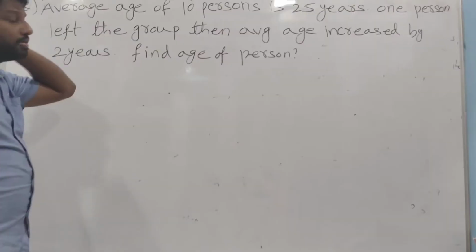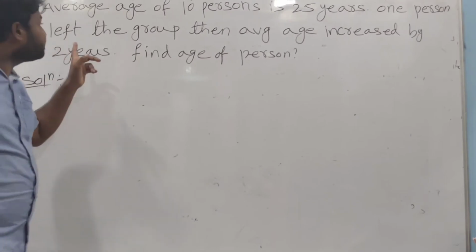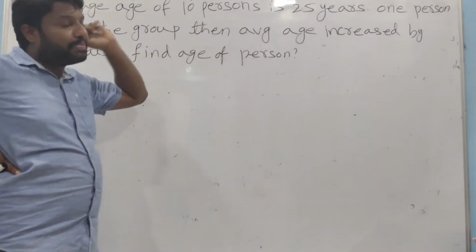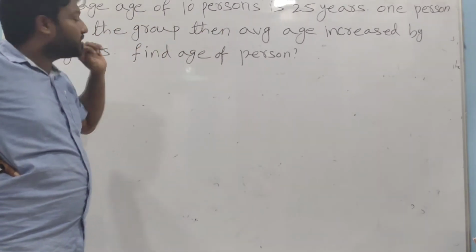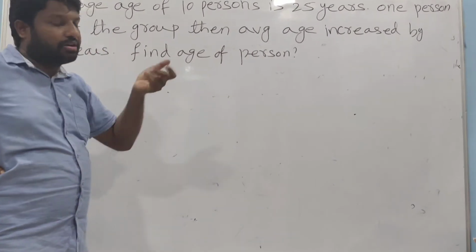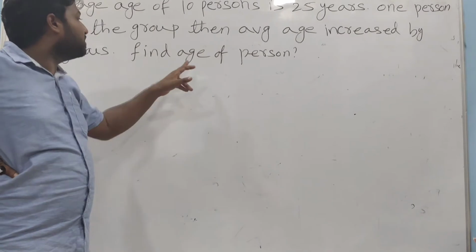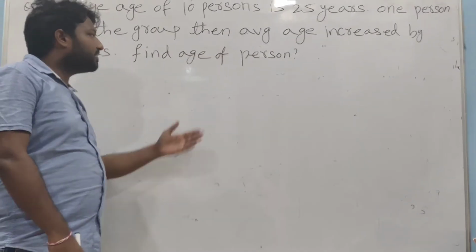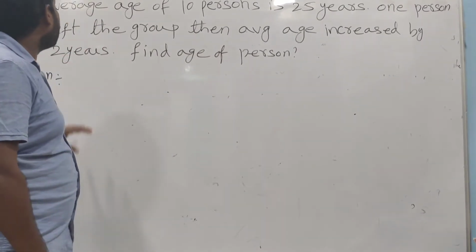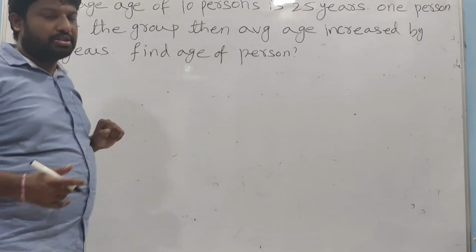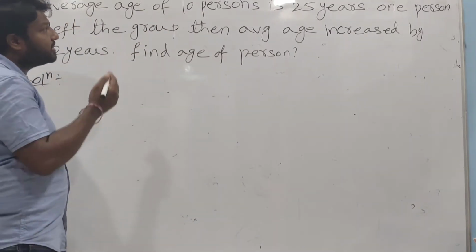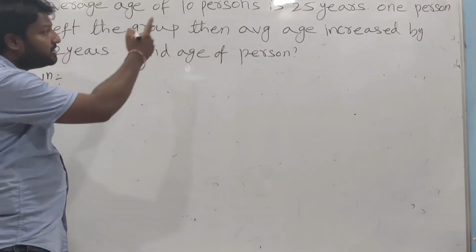Now, the next question: the average age of 10 people is 25 years. Now one person left the group. Then the average age increased by 2 years. Find the age of that person who left. Now what is the average age of the 10? The average age is given as 25.